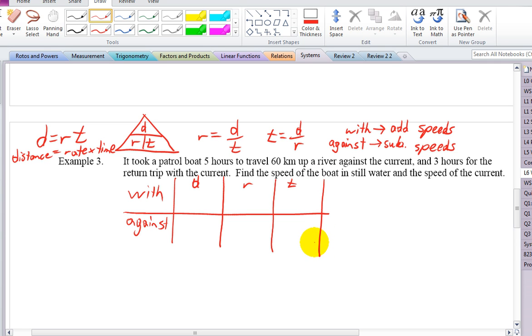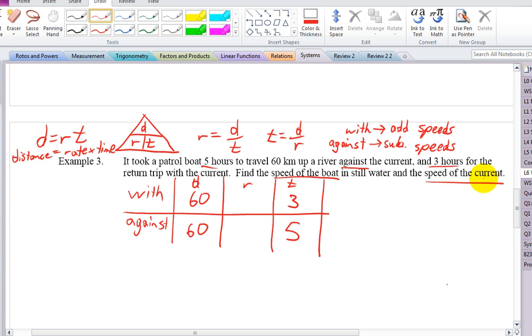Okay. So, what's the distance that the boat traveled with the current and against the current? It was the same distance both ways, folks. It went up the river and back down. Okay, so going up the river, though, how long did it take when he went against the current? 5 hours. And when he came back with the current, how long? 3 hours.